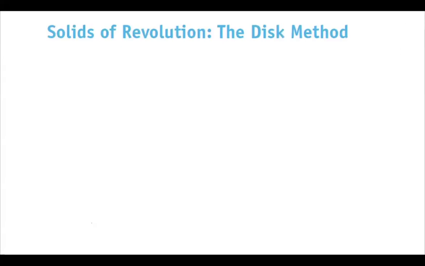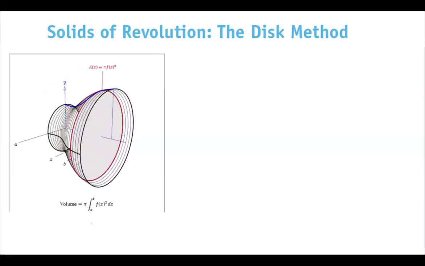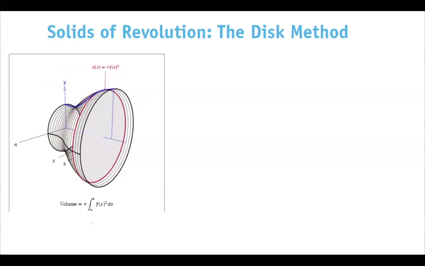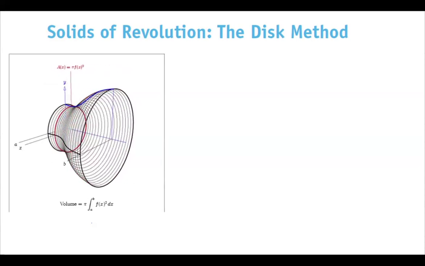The next topic is the solid of revolution using the disk method. Suppose you have a curve like y equals f of x, and you start rotating this along the x-axis. When we rotate this along the x-axis, this is the 3D object that we're getting in space. But how do we find the volume?